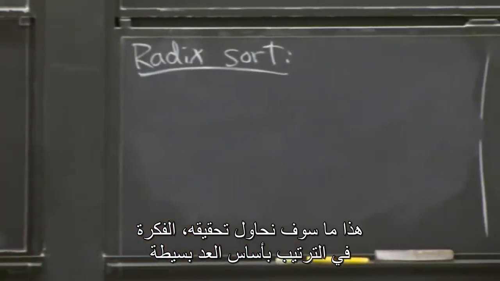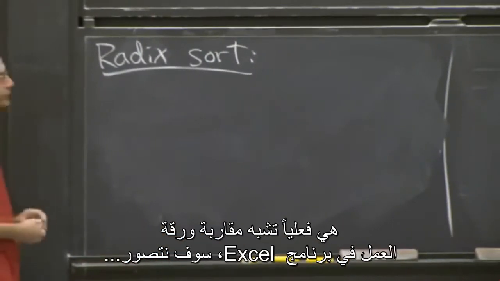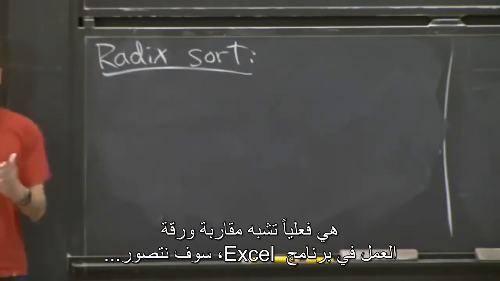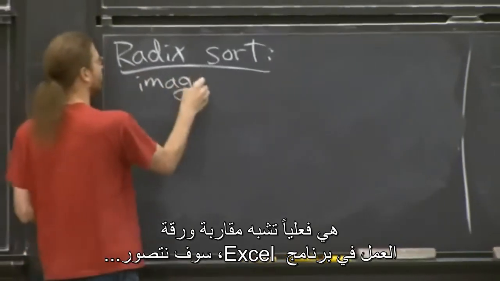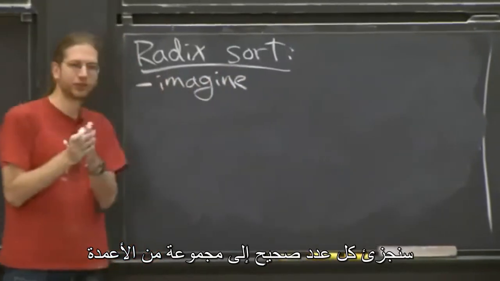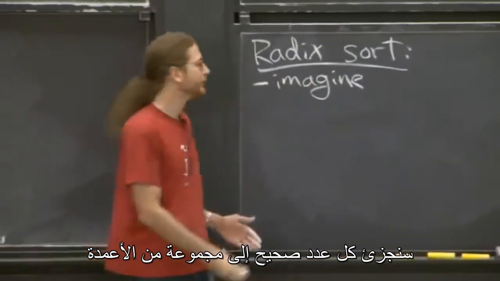The idea with radix sort is simple. It's actually kind of the Excel spreadsheet approach. We're going to imagine we want to break each integer into a bunch of columns.